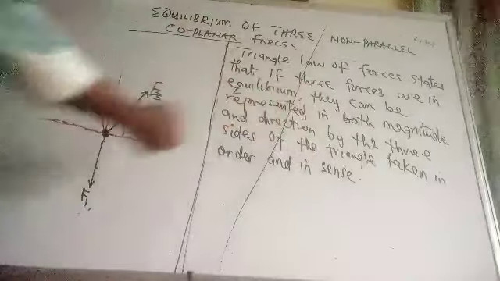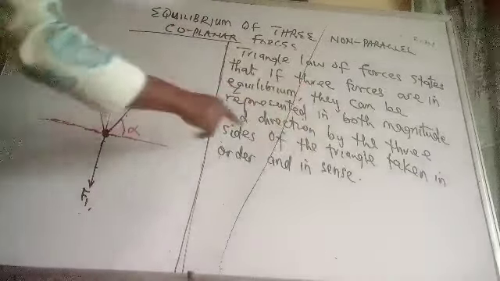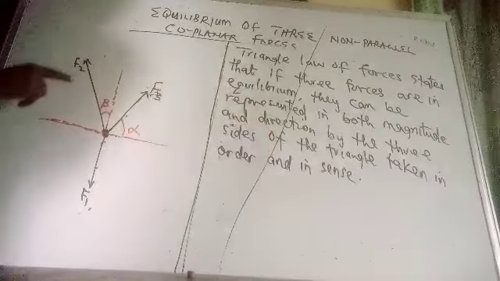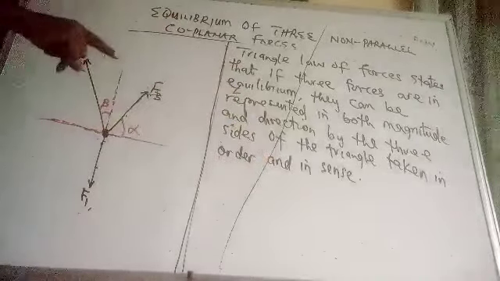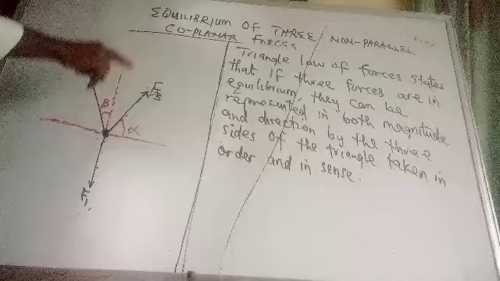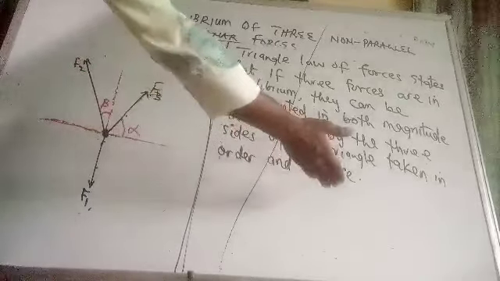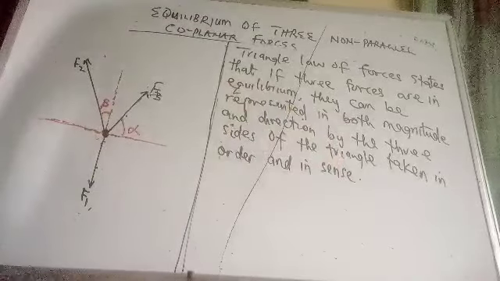And in sense, that means the highest force must have the longest side in that triangle, while the least force will have the shortest length in that triangle. And the angles also must be taken into consideration. That is part of what is meant by in sense. How do we do it? I'm going to show you the way.